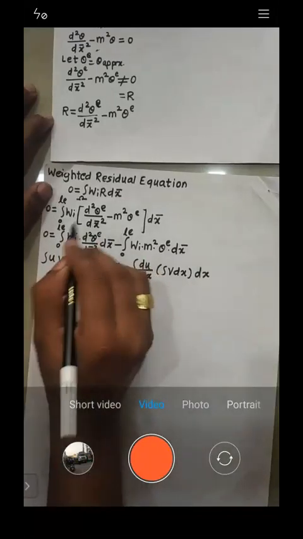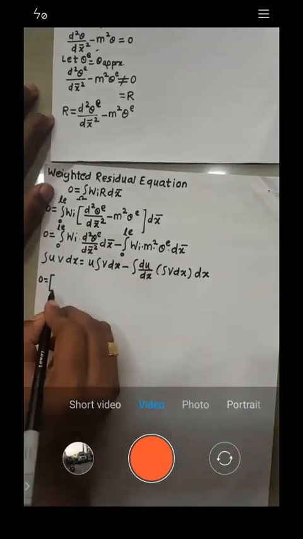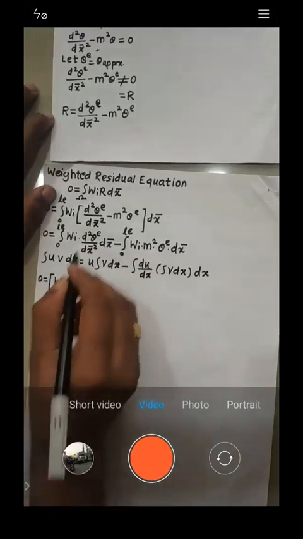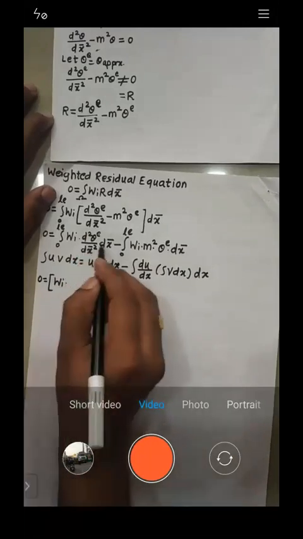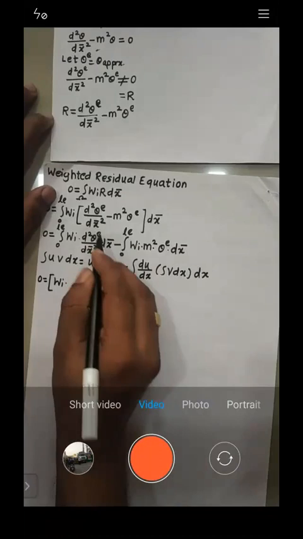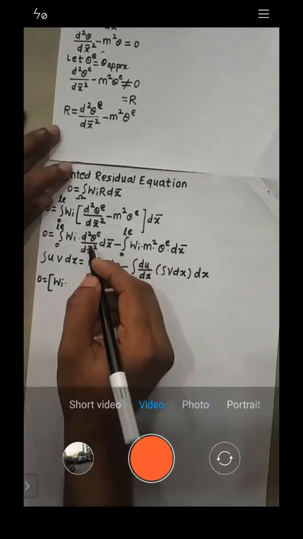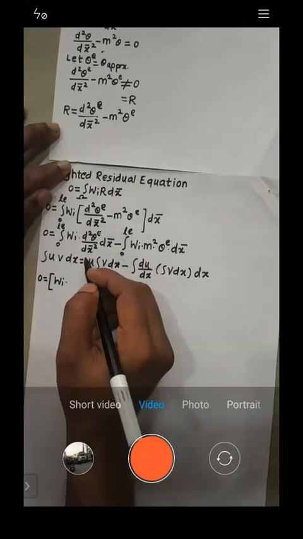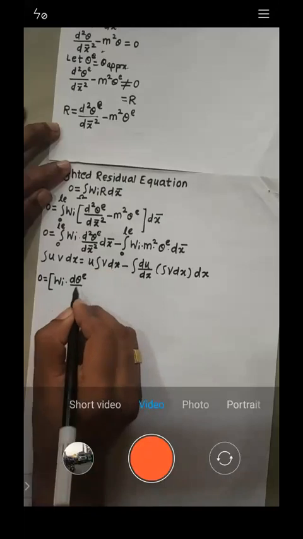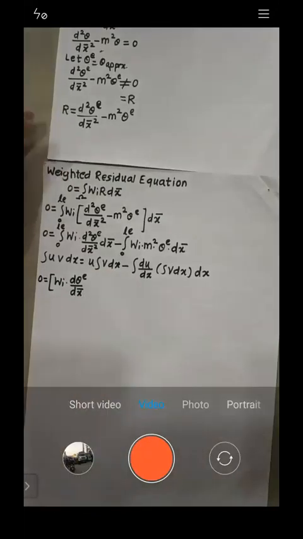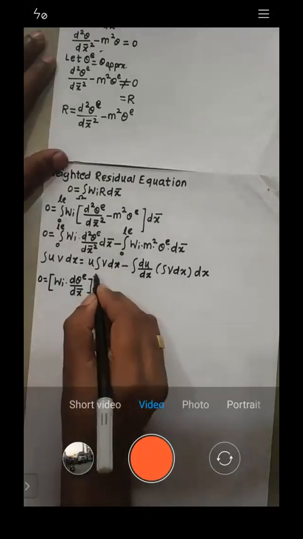So what I will get is 0 is equal to first term, that is weight function as it is, into integration of second. Tell me what is the integration of this value? What is the integration of d square theta e by dx bar? d theta e by dx. Right, it is d theta e by dx bar, right? This is the integration of this one. Okay, now you integrated, so you need to give the limits. That is 0 to LE, right?